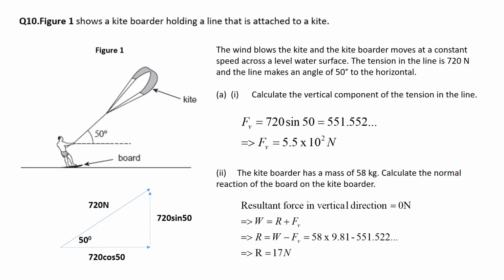So that means the forces upwards must equal the forces downwards. So the only downward force would be the person's weight force. The 2 upward forces will be the vertical component of tension, and the normal contact force R. We want R, so we're going to rearrange it to make that the subject, plug the numbers in, and we get a value of 17 newtons.